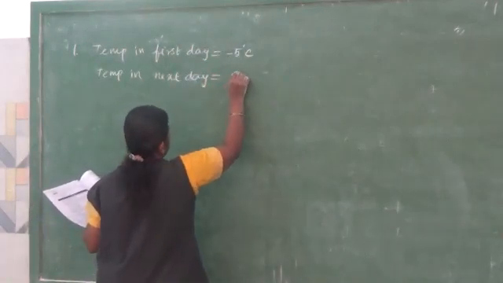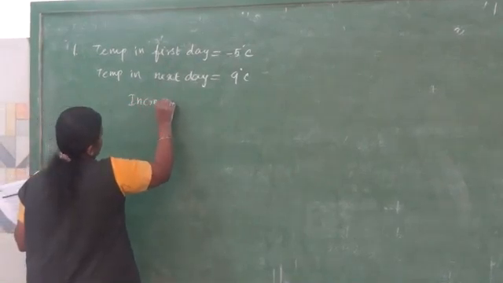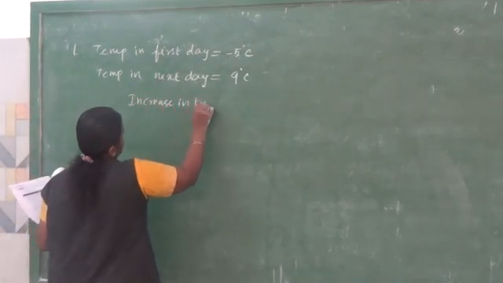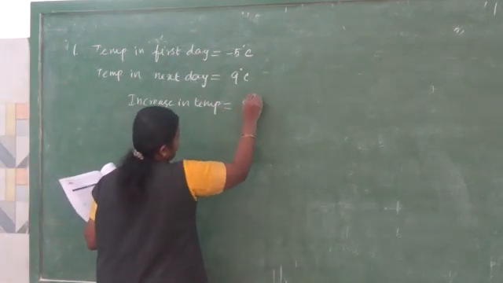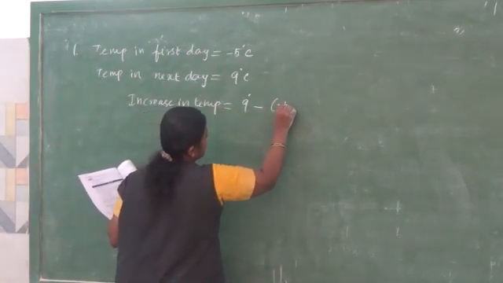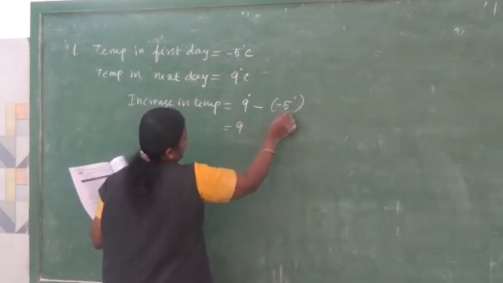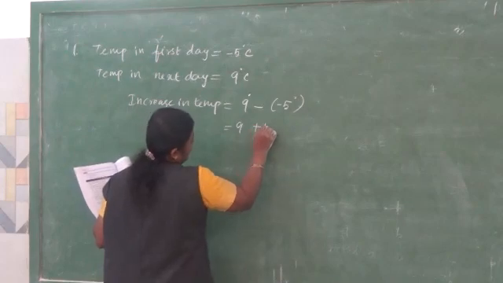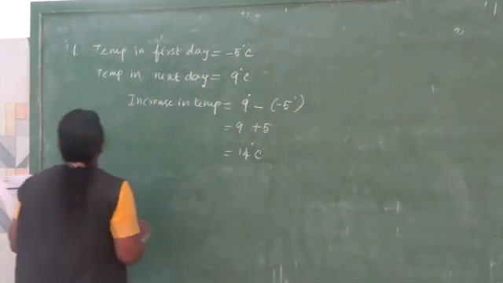Nine degree C. They are asking you what is the increase in temperature. So 9 degree minus of minus 5 degree. What is the minus of minus? Take the additive inverse. So 9 plus 5, 14 degree C. Second question.